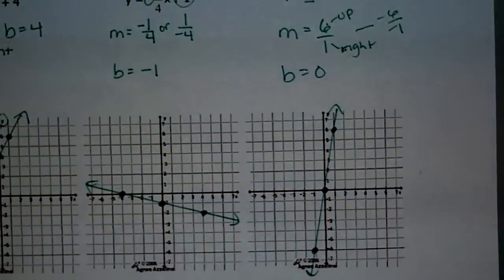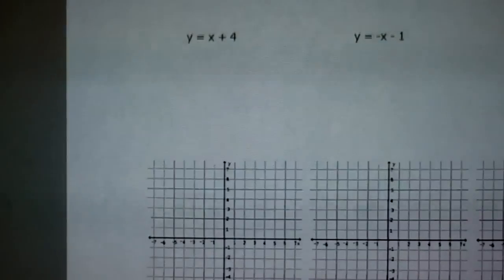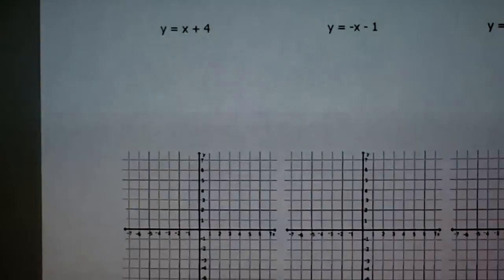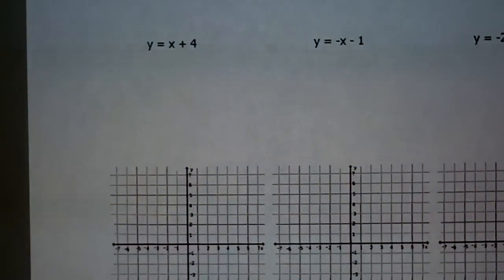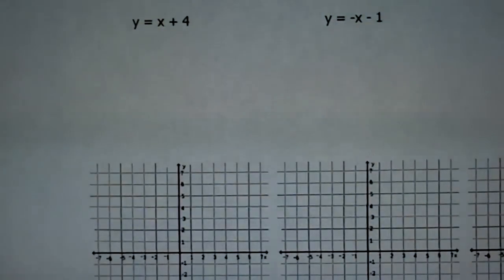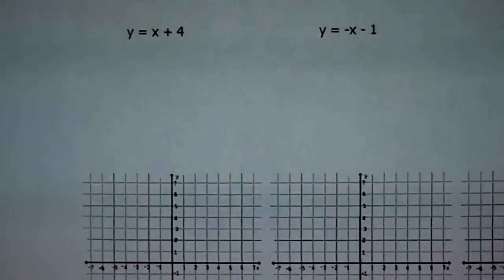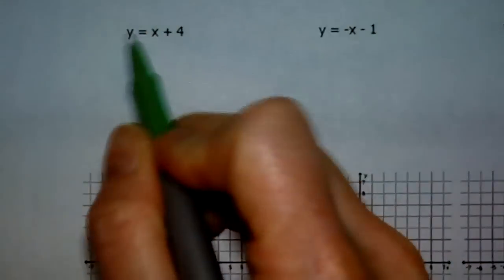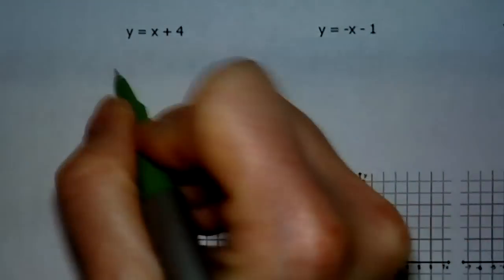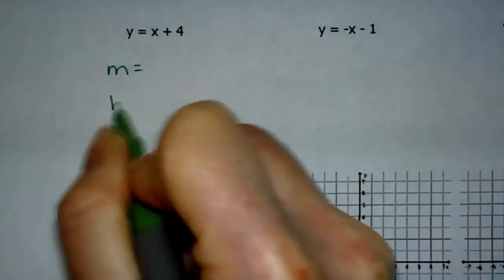All right, next page. Turn it over. Oh, goodness. Yep, there's that x all by itself again with no coefficient. Poor thing. What are we going to do? Probably give it a coefficient. This is solved for y. I need to identify my slope and my b.